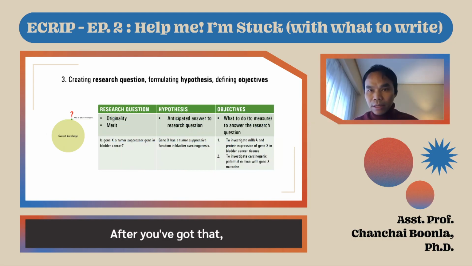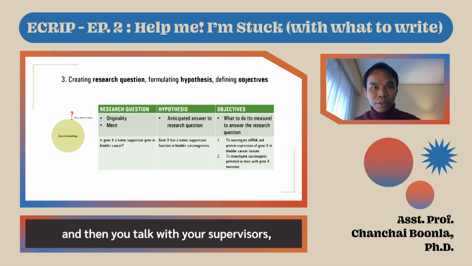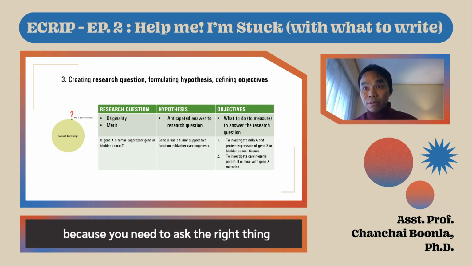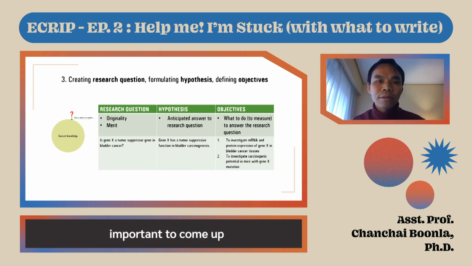After you got that literature review ready, you talk with your supervisor, your professor, about how to create a very good research question. It is very important because you need to ask the right thing. There are two components in a research question.